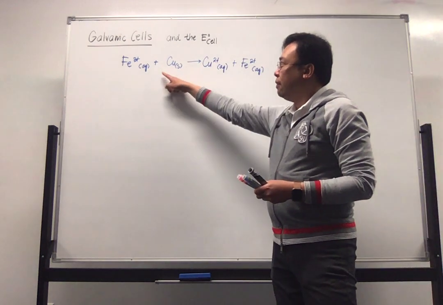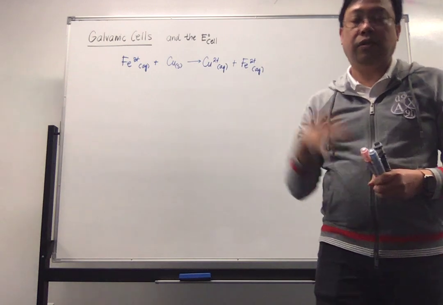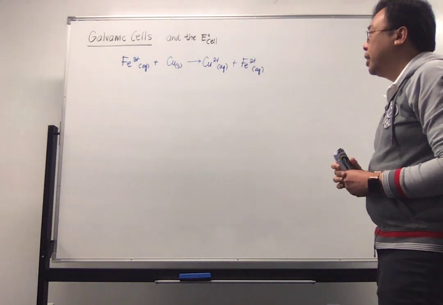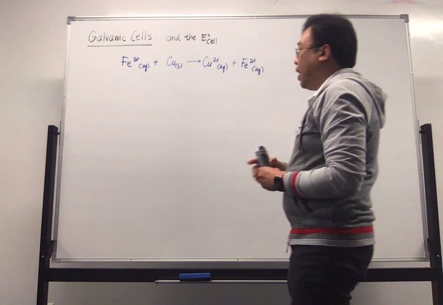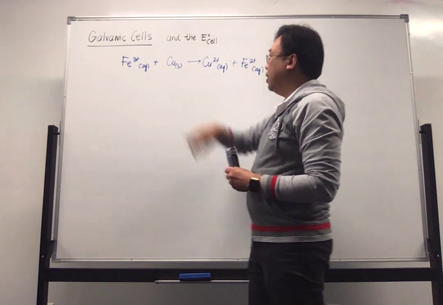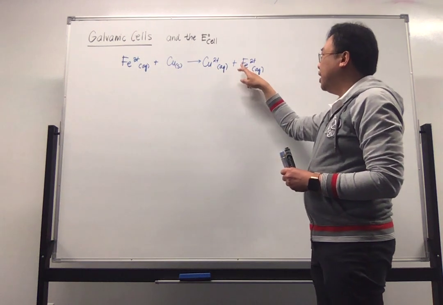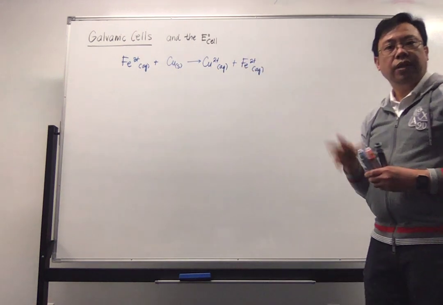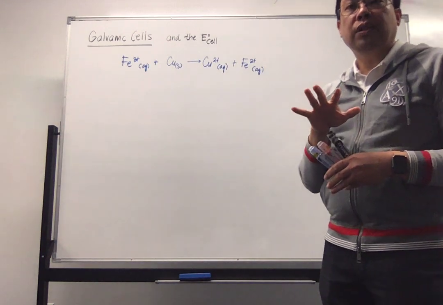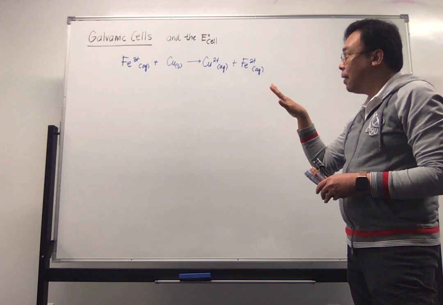Now we will see if this particular reaction here can be constructed as a galvanic cell, also known as voltaic cell. You already know that. So that means that we have to have the reaction between the ferric ions and a copper solid to produce copper ions, cupric in this case, and the ferrous ions. So that means we have to look into the standard reduction potential table and see what we can say about their reduction tendencies.